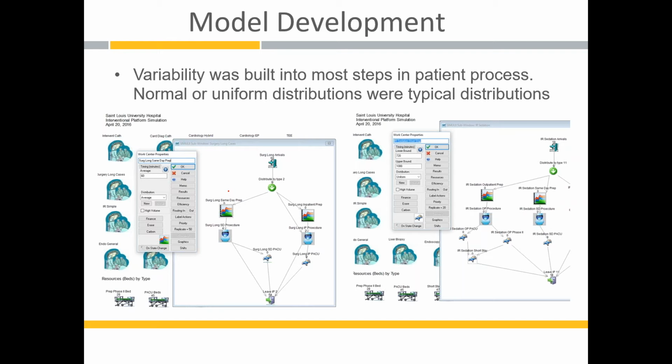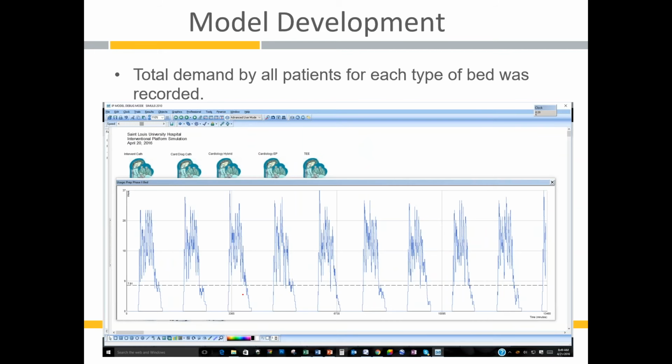So we introduced variability both in the scheduling of arrivals of patients, the distribution of patients, and then the length of stays at different locations in the pre and post area. This is just showing a typical run that I'm sure those of you that have done SIMUL8 before are familiar with. We're looking at time across the bottom in minutes. We're looking at number of beds used. This happens to be phase 2 beds.